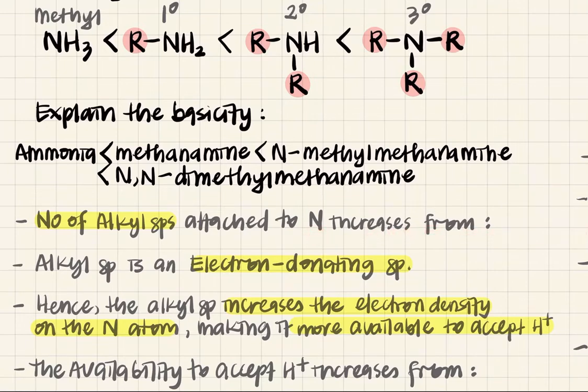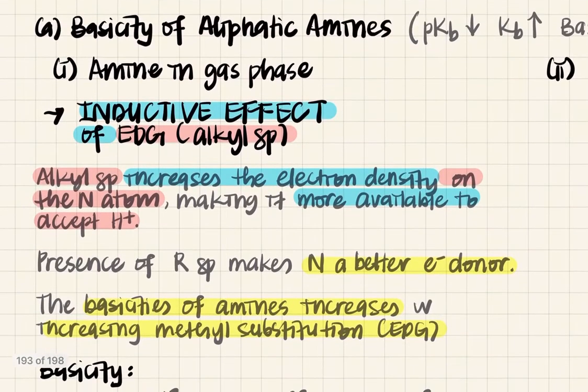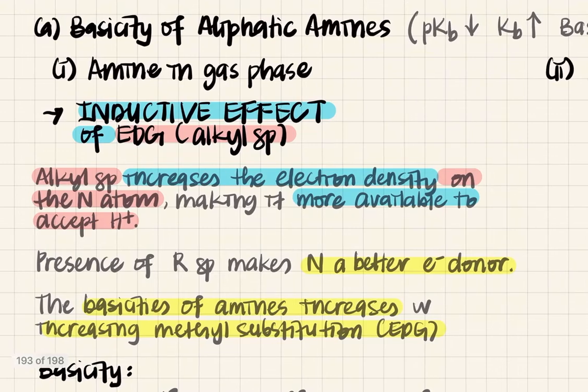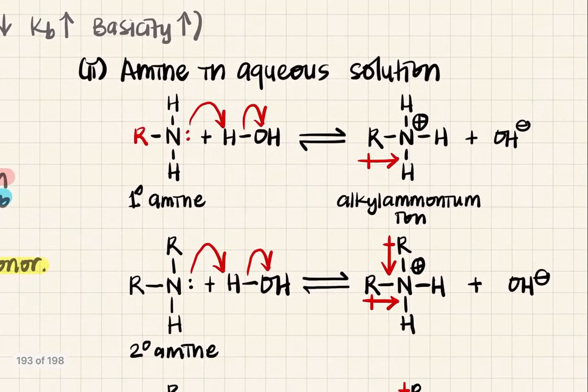So the alkyl group is an electron donating group, 1 markah. Hence the alkyl group increases the electron density on the nitrogen atom, making it more available to H+, 1 markah. So the availability to accept H+ increases from blah blah blah, 1 markah. Okay, so that's how you explain basicity for amine in gas phase using inductive effect of electron donating group.